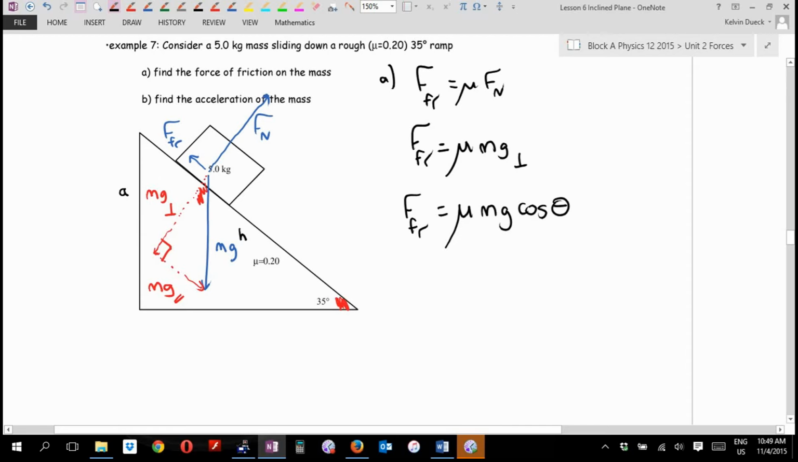But they did tell me what theta is. Theta is 35. Now I'll plug in numbers. So the force of friction is going to be, what's mu? I don't know. What's mu with you? What's mu? 0.2. Notice now mass makes a difference with friction.